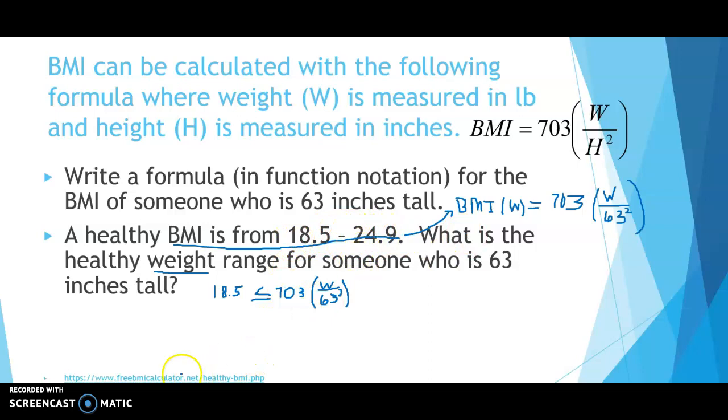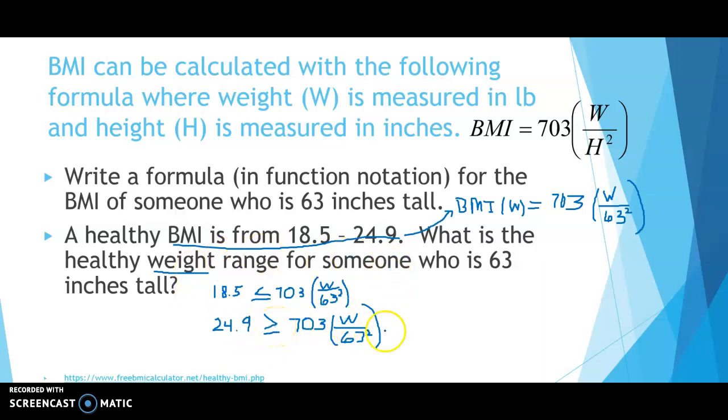So now the second half. Again, the 24.9 is a BMI, so I'm putting that into my formula where the BMI was. I'm going to leave a blank for my symbol. I have the 703, parenthesis, W over 63 squared. Now this time, this 24.9 is the largest possible one, so their weight over here is going to have to be less than or equal to that. So weight is on the less than side.